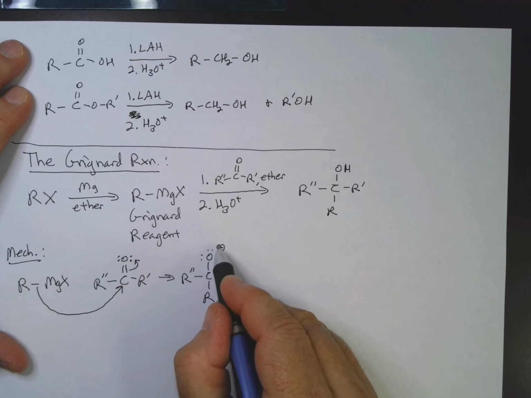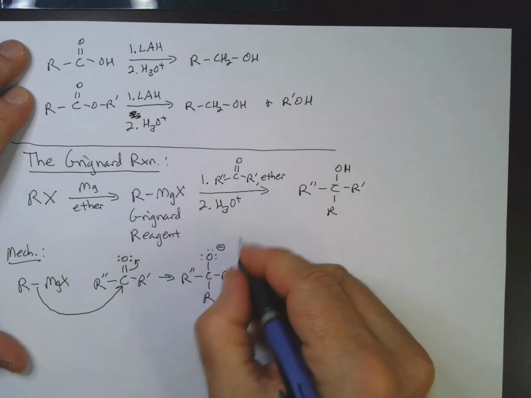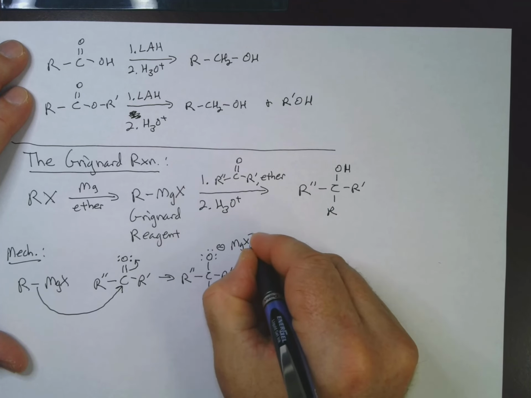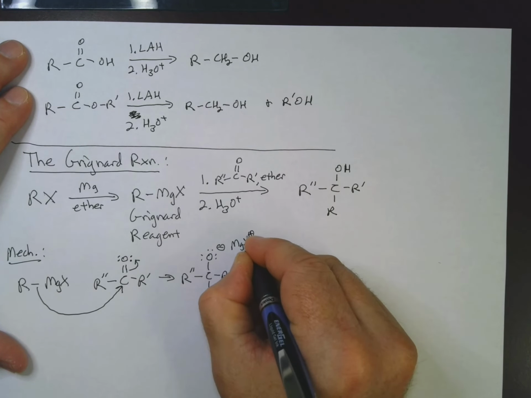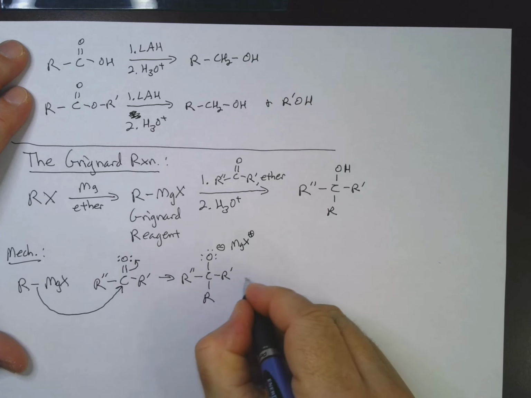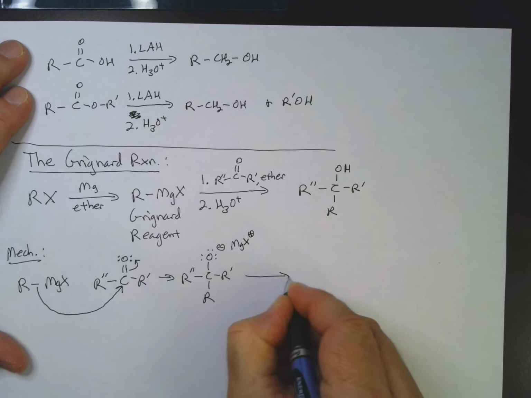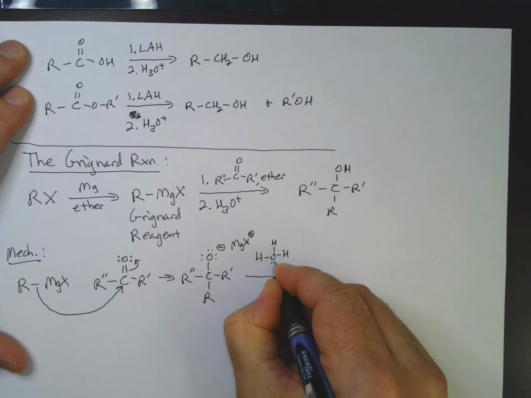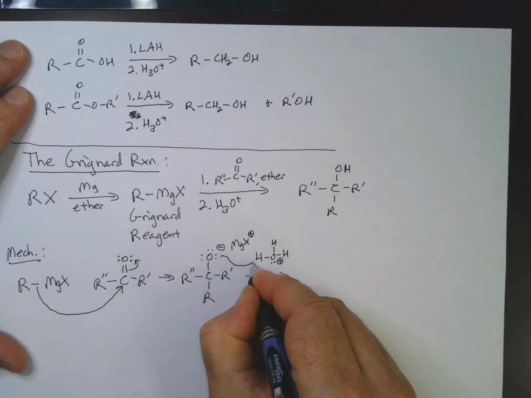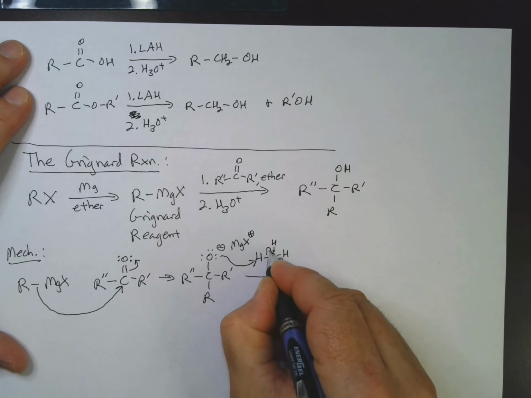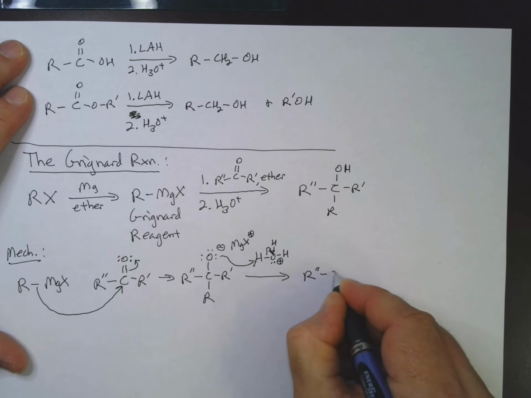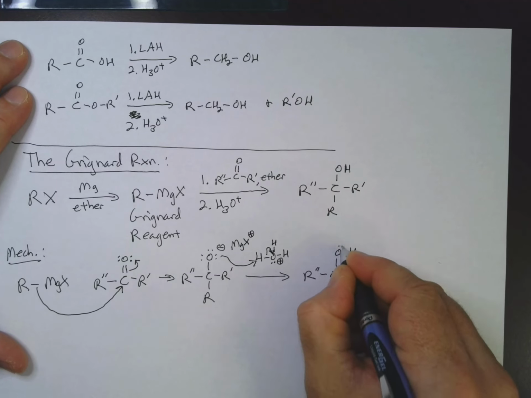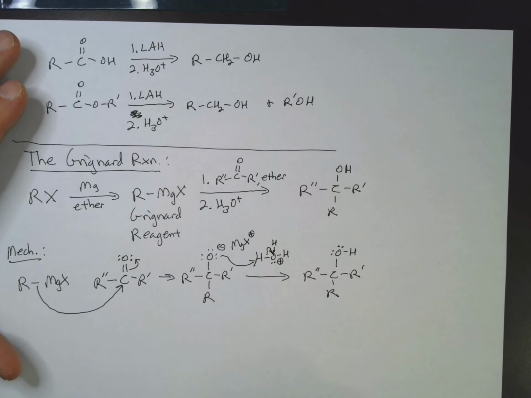And actually this O minus, the counter ion is going to be MgX plus. Mg is a 2 plus, so MgX would have a plus. And then when we add our H3O plus, we'll protonate, giving us R double prime C R prime R O H. So a relatively straightforward mechanism.